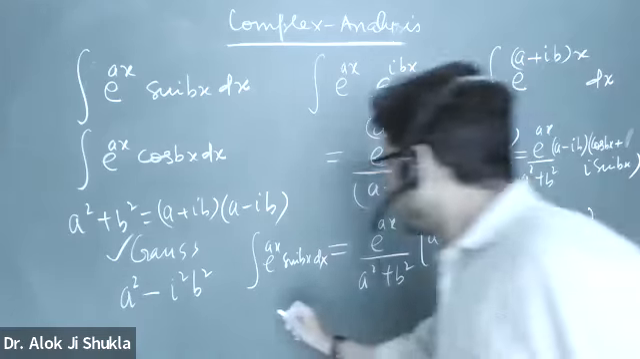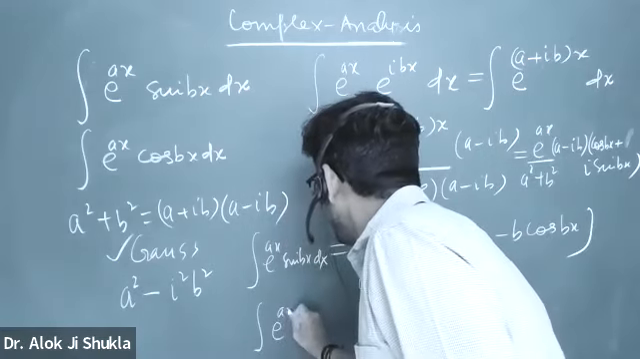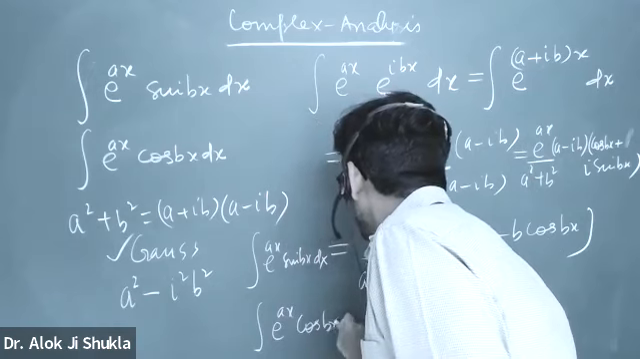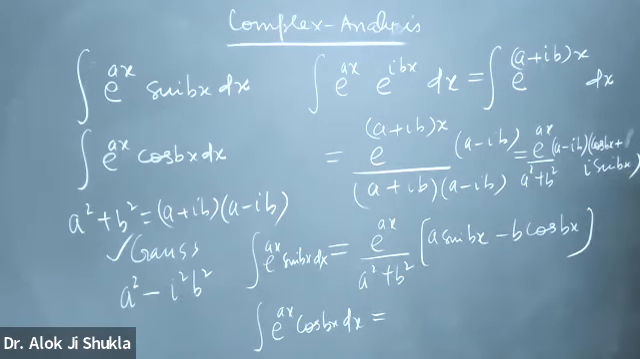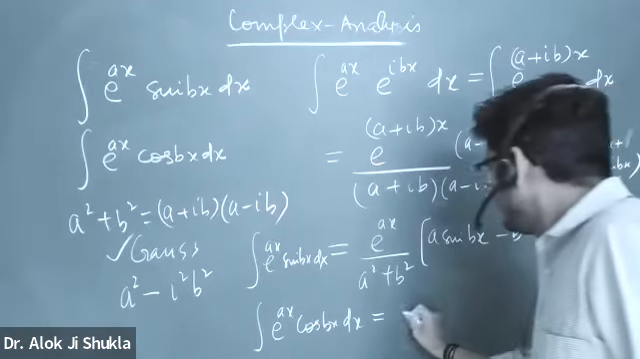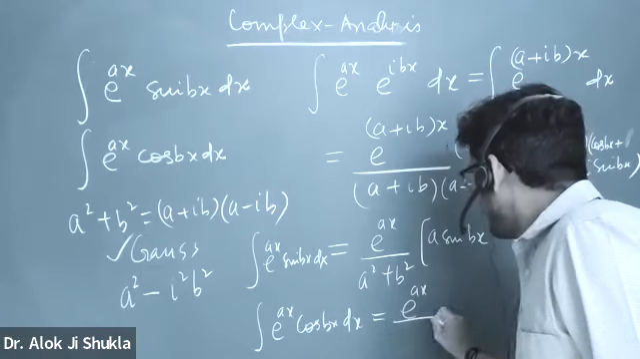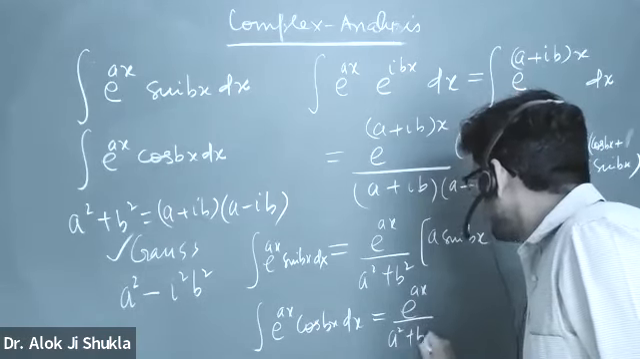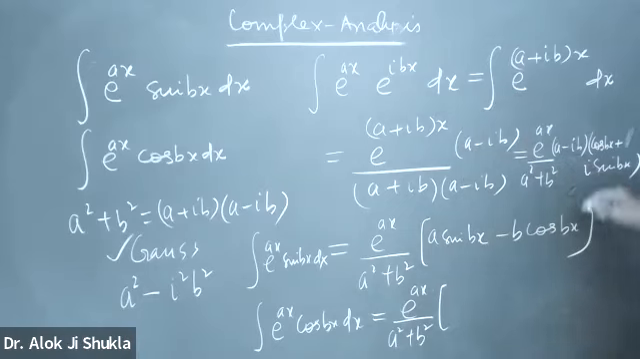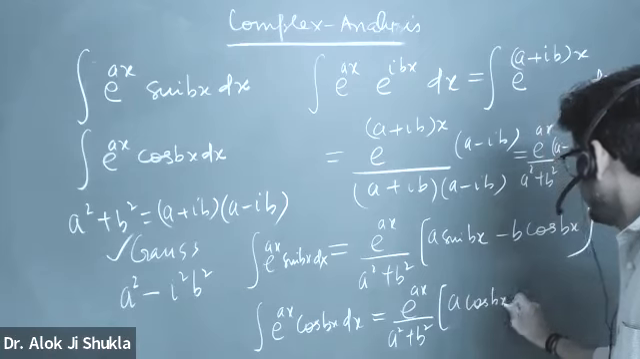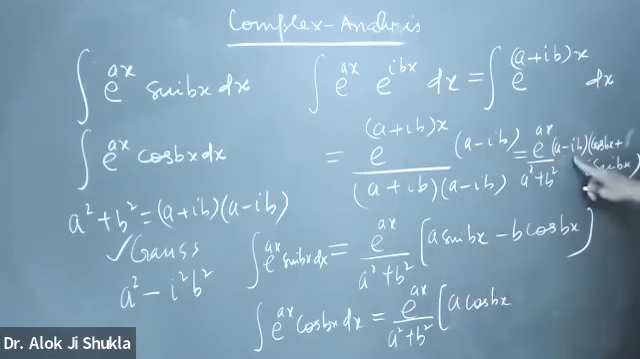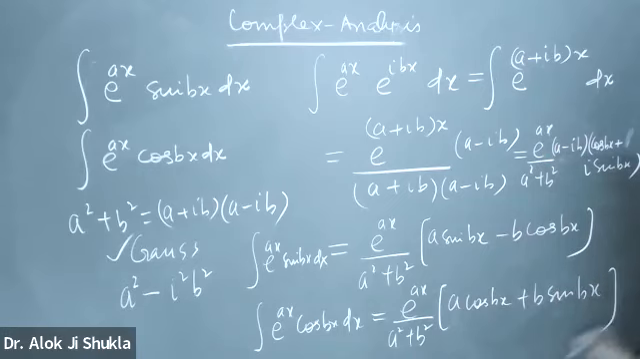And the second one is when integral e to the power ax cos bx dx will become, again I will take now the real part. It will become e to the power ax upon a square plus b square, a cos bx plus b sin bx. So you can see the beautiful integrals that will be used everywhere.